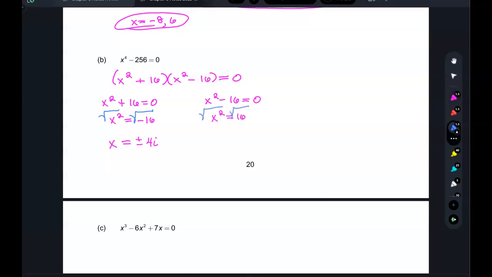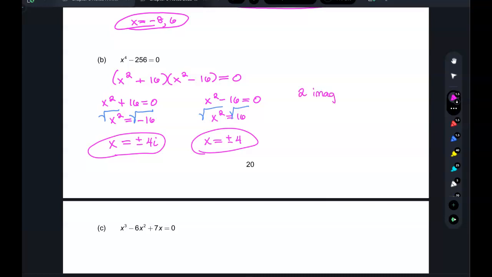Okay, so when we take the square root of the other one, we get plus or minus 4. So how many roots did we end up with? 4. Because don't forget, whenever we take the square root, we're going to get plus or minus. So in this case, we had 2 imaginary and 2 real roots.